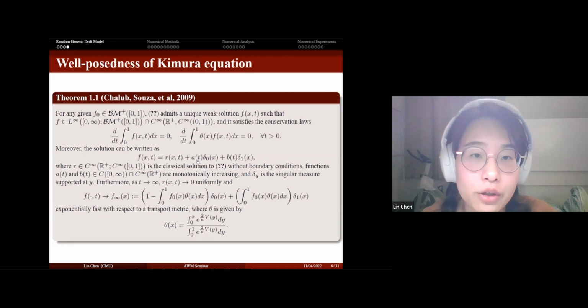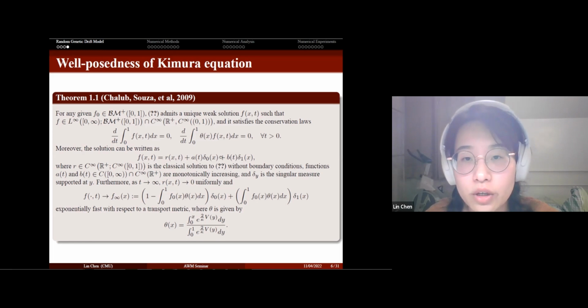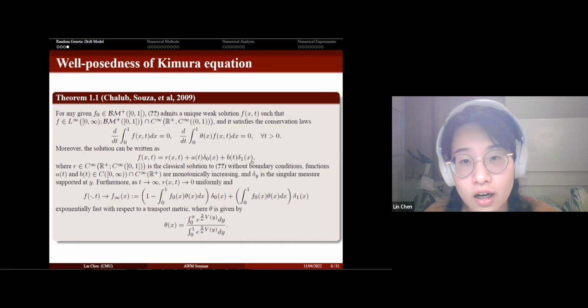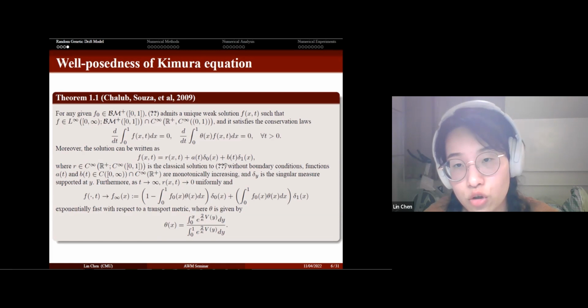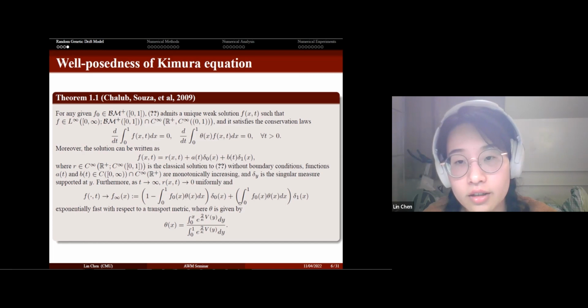Here are some theoretical results about this equation. If we give the initial data to be a positive Radon measure, we can show this equation admits a unique weak solution f belonging to this set, and it satisfies the conservation law. We can also see the solution can be expressed as a combination of a classical solution and some boundary spikes, where a(t) and b(t) depend on the initial data. According to these theoretical results, the theoretical solution will blow up into delta boundary spikes later.